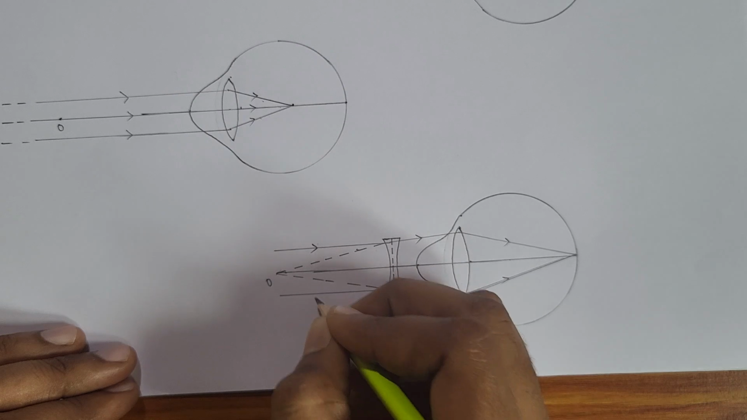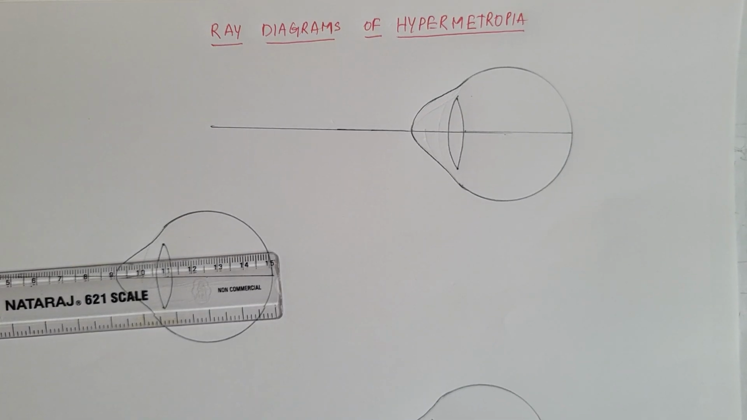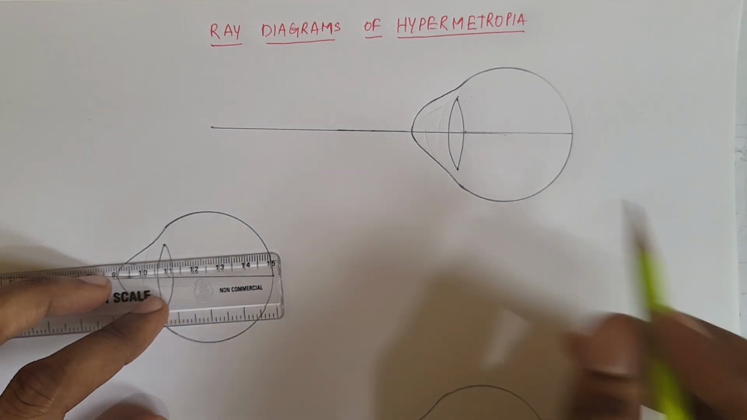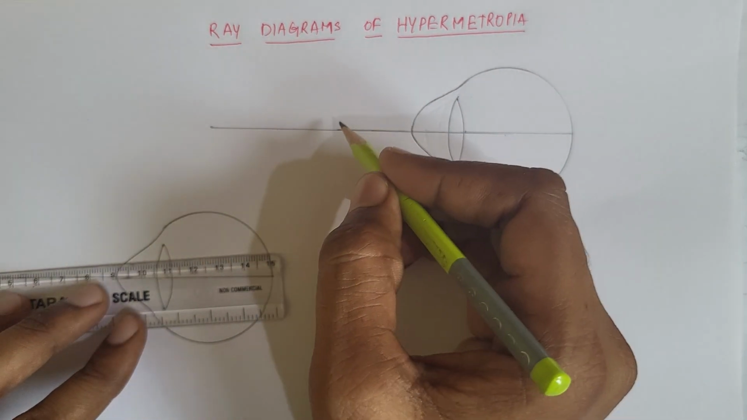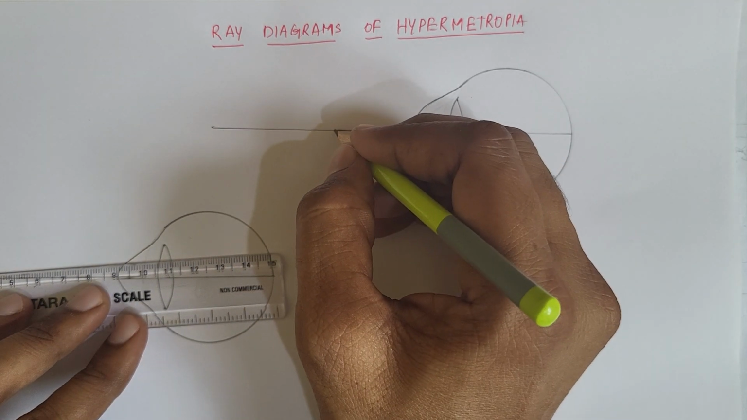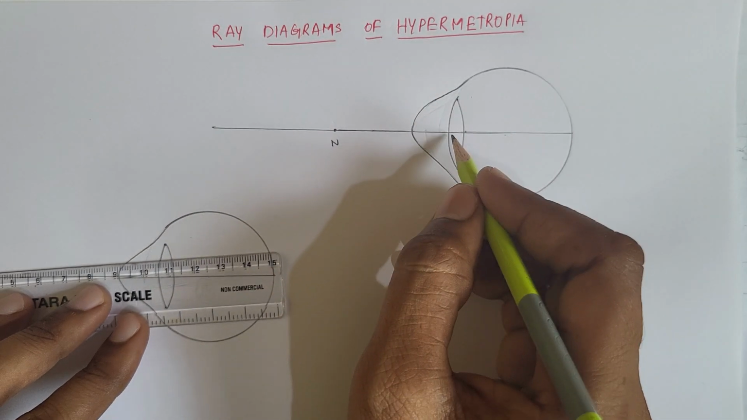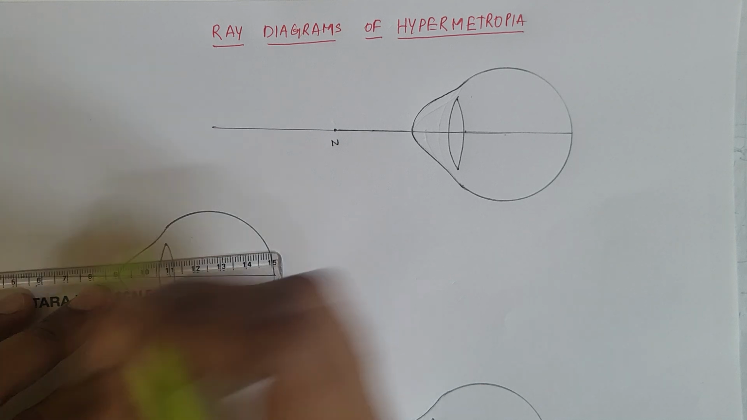Here arrow marks. Arrow marks are very important. Now let us draw the ray diagrams of hypermetropia. What is hypermetropia? Hypermetropia means long-sightedness, correct? So the person suffering with hypermetropia will be able to see things which are placed far away. But when you place the object at the near point, he will not be able to see. Imagine that this is the normal near point, means 25 centimeters. From eye to 25 centimeters, near point will be there, right? This is the near point.